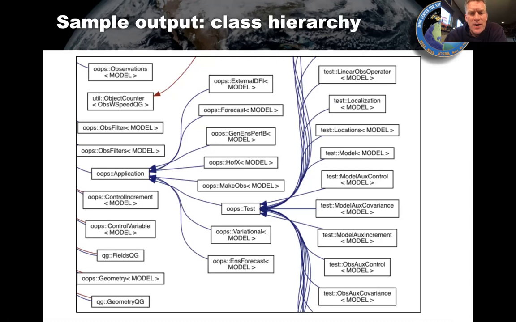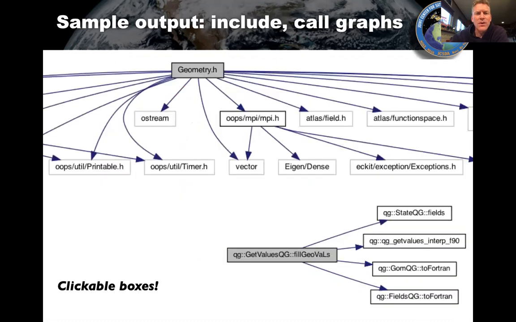So some of the diagrams that Doxygen generates, this is one example, a class hierarchy. Here you can see, for example, that oops test is a subclass of oops application, and then oops test itself has all these other subclasses. So that is useful. Then it also has include diagrams. So this geometry.h includes all these files, which in turn include other files. So you can see that on the output. And you can go in and click on each one of these boxes too.